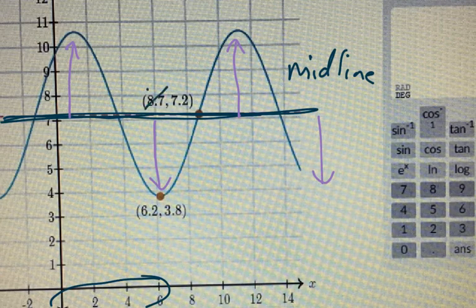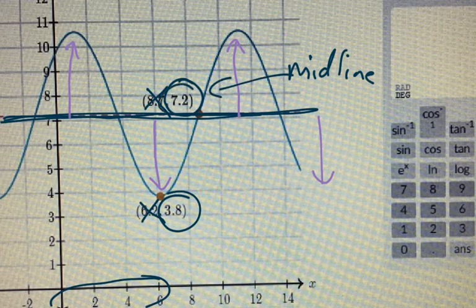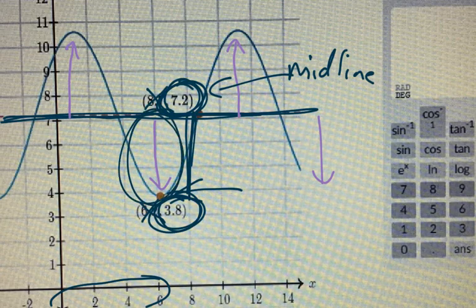First of all, guys, we don't care about the x coordinates. Feel free to cross out the x's because we're not worried right now about what the wave is doing left and right. All we care about is what it's doing up and down. So guys, notice the midline is at 7.2, and the minimum value, the bottom peak here, is 3.8. If I subtract them, I will get the size of the wave, the amplitude. So that's all I'm going to do.